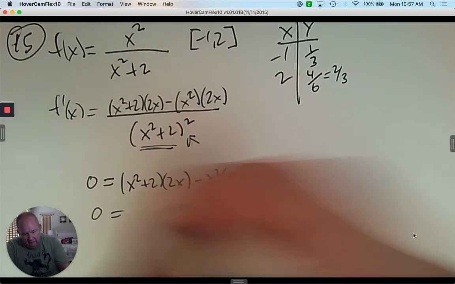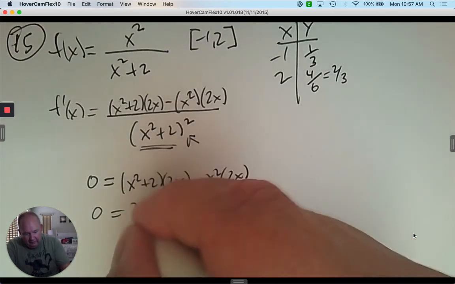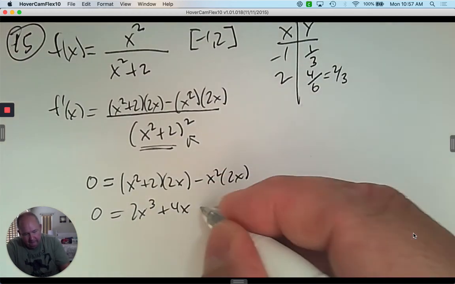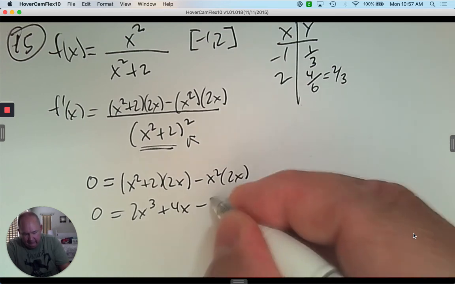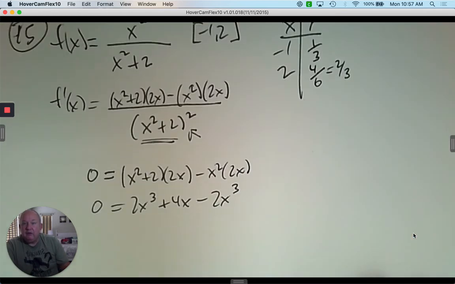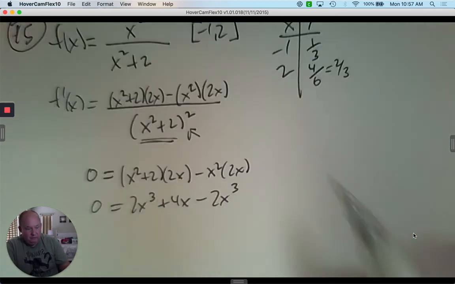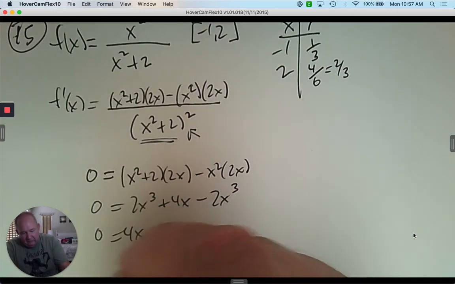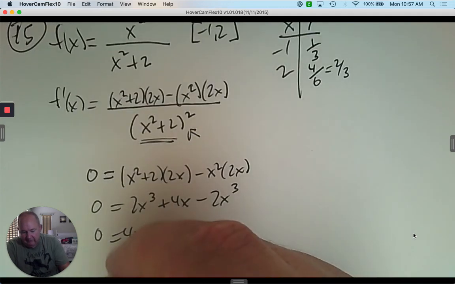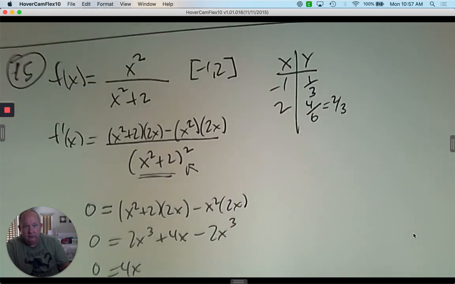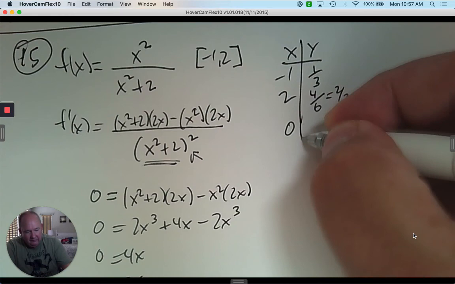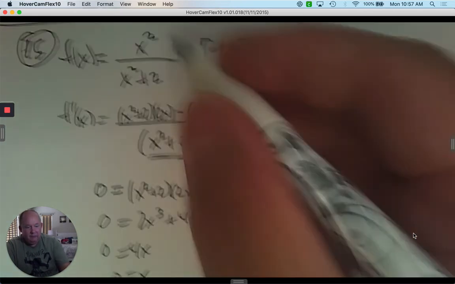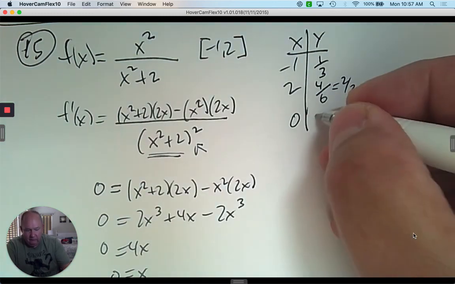So we're going to distribute. That's 2x times x squared, that's 2 times 2x, and that's x squared times 2x. I want you to notice that 2x cubed subtract 2x cubed, they eliminate. And I'm left with 4x equals 0. So when I divide by 4, the answer for x is 0. Now I have my last number I need to check, which is 0. When I plug in 0, I get 0 divided by 2, which is 0.